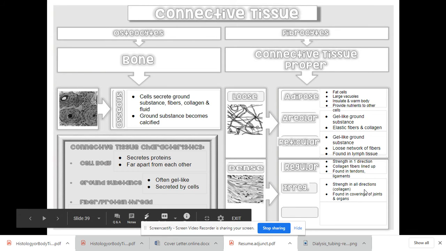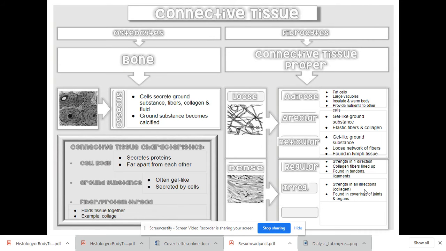And it is strong, but all the collagen is running in many directions, not just one direction. So not quite as strong as regular, but still strong. And you find that covering the joints and also organs.